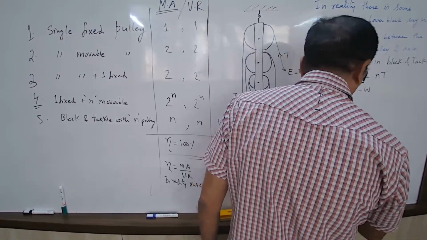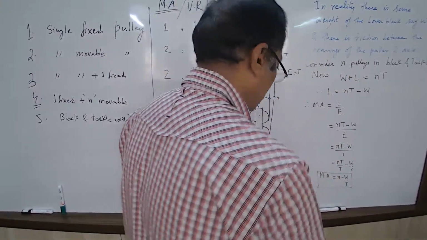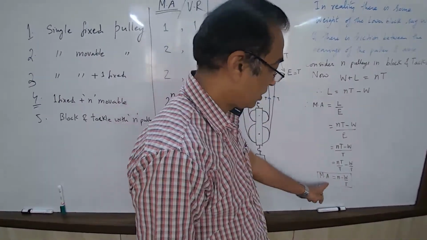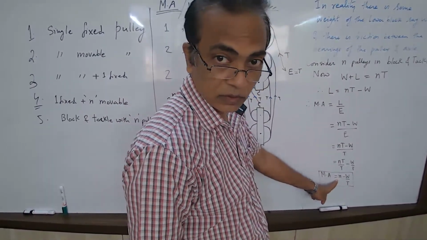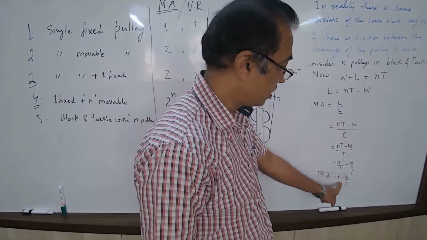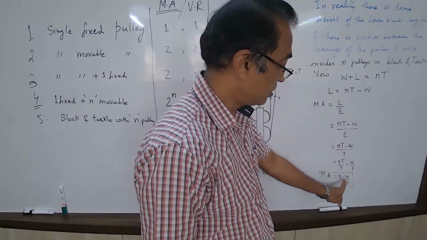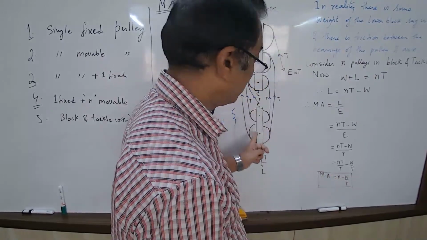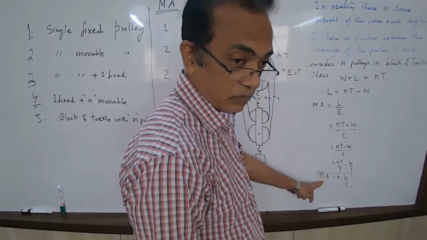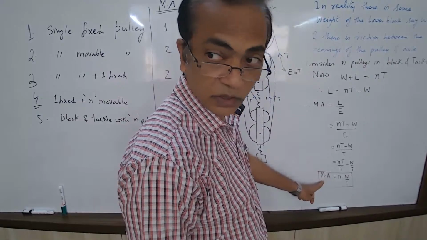So whenever the lower block has some weight, then the mechanical advantage is not N. It is less by this factor, W by T. Okay, not factor, less by this amount. So if the weight is more, mechanical advantage is less by that amount. Okay.